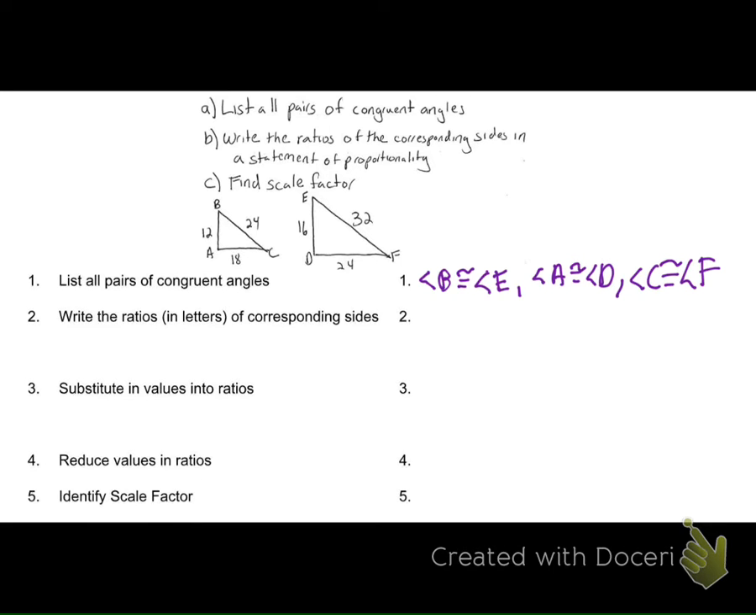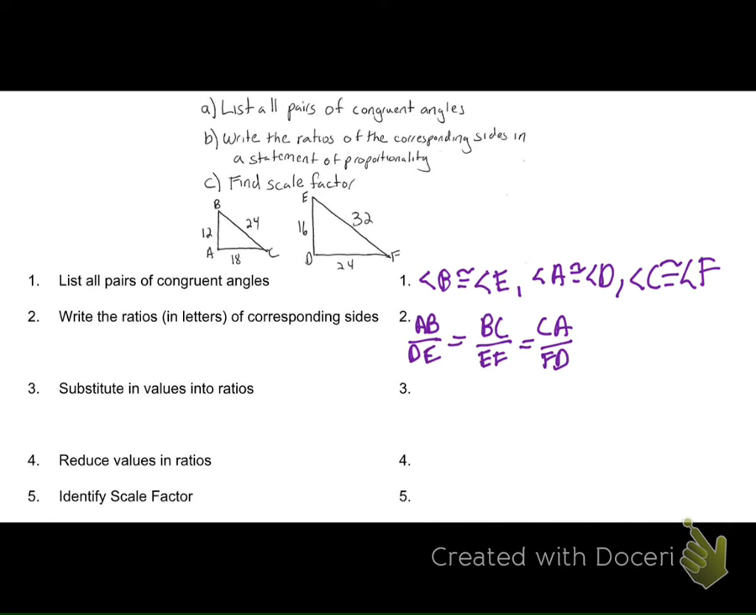Okay, so next part is we want to write the ratios in letters with the corresponding sides. So I'm going to start with AB. What side is the corresponding side to AB? DE. Yep, so we have AB over DE, which is equal to BC over EF. And last but not least, we have CA over FD.